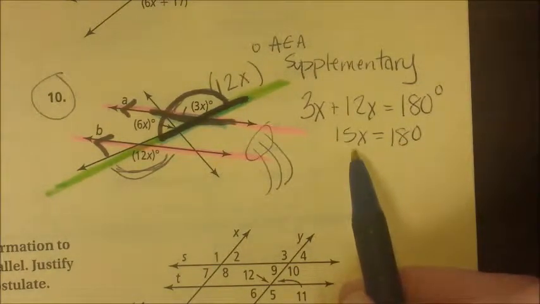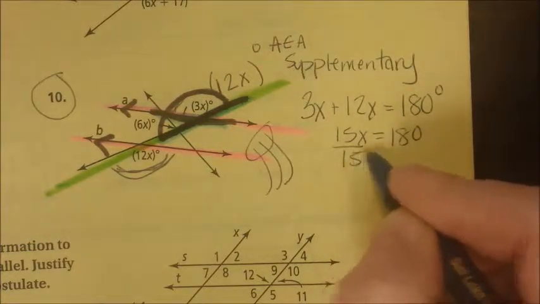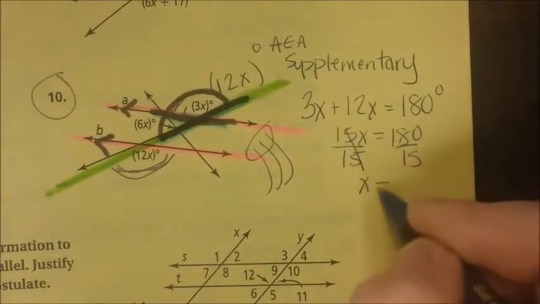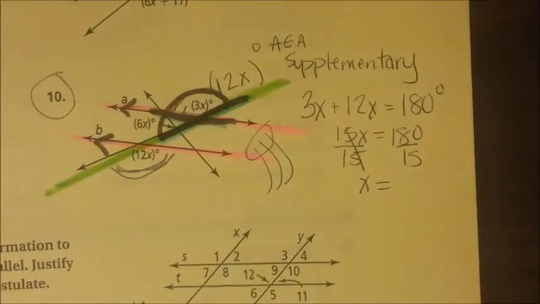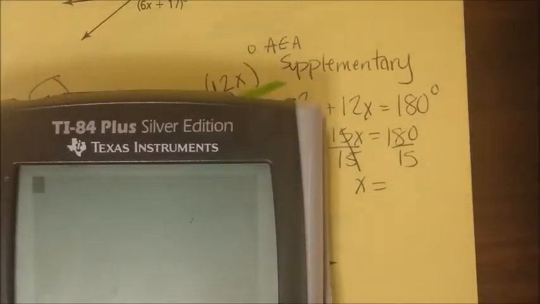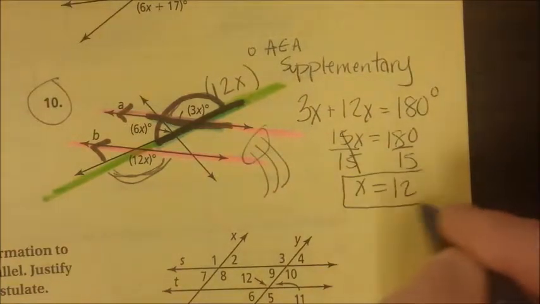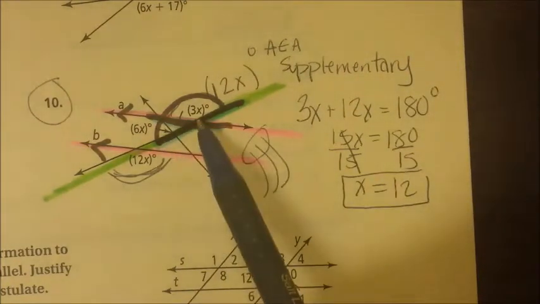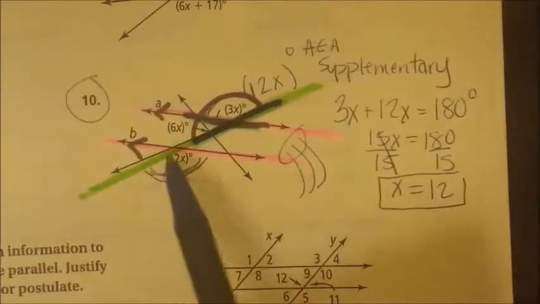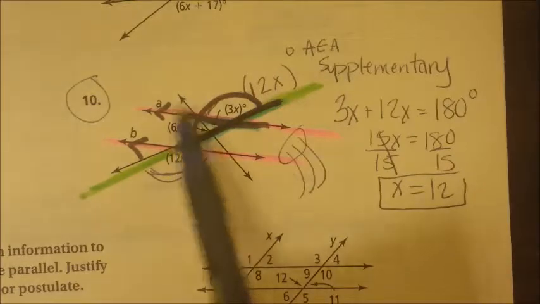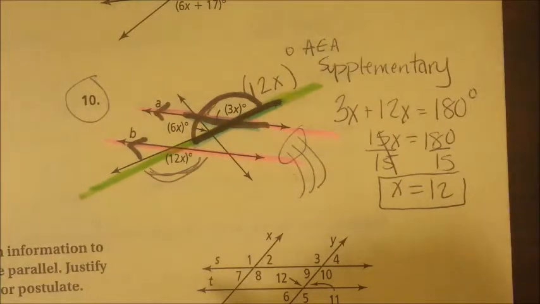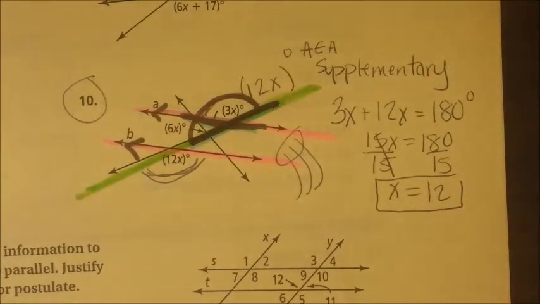Get rid of the 15. This is 15 times x, so we divide by 15. X equals, well, let's see here. Calculator, 180 divided by 15 is 12. Now this is not a degree. This is the value of x. A degree would be a measurement of angle, so do not put a degree. And we actually found x without even using the 6x. This 6x is just there to throw you off. It's called extraneous information. It's extra information that you don't necessarily need.